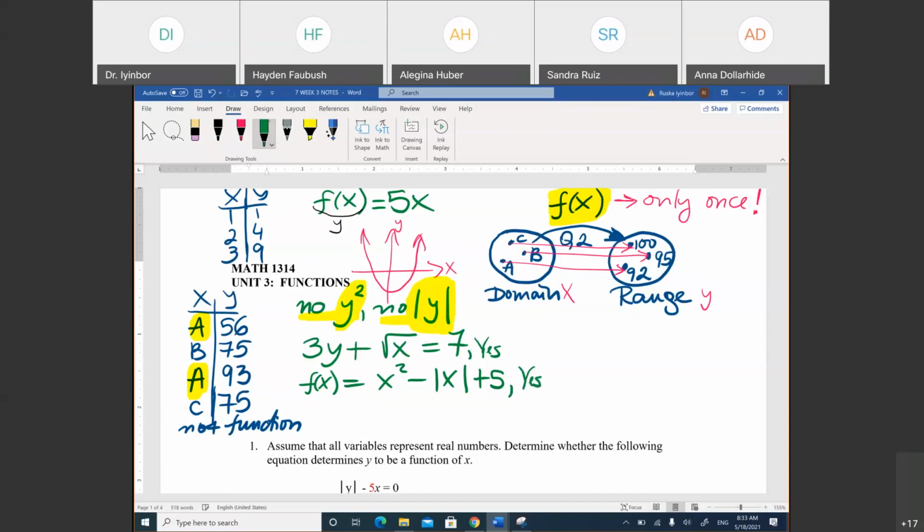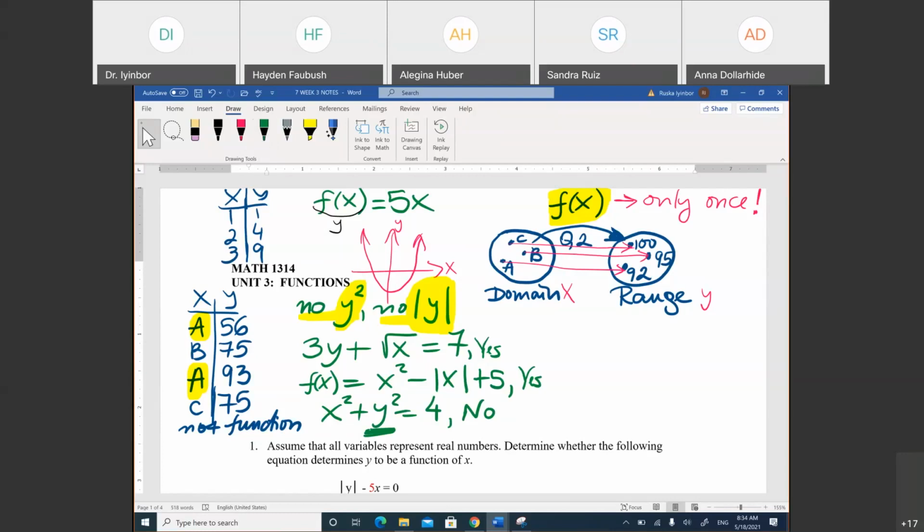Okay, let's do another one. So let's say I have x squared plus y squared equals 4. Is that a function? No, it's not a function, because you have y squared. That's why it's not a function. And this, by the way, is the equation of a circle. But it's not a function because of the y squared. Everybody understand that?